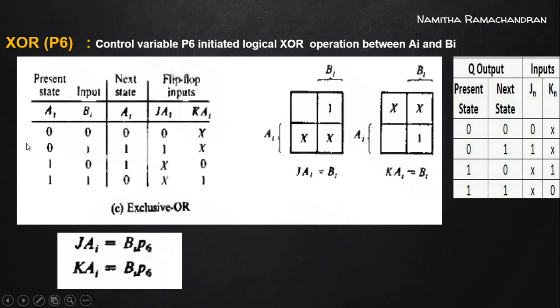So consider these present state values and next state values, and consider this excitation table. Identify corresponding JK combinations, and then simplify for this J and K separately and identify the expression. Both are Bi, right? Both are Bi here. So consider this control variable also along with this Boolean expression. So this Ji becomes Bi P6, Bi and P6. K becomes Bi and P6. Same expression.